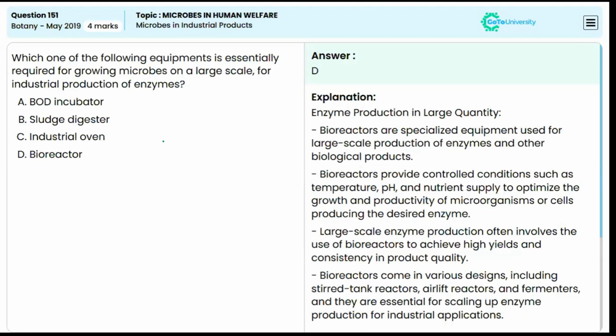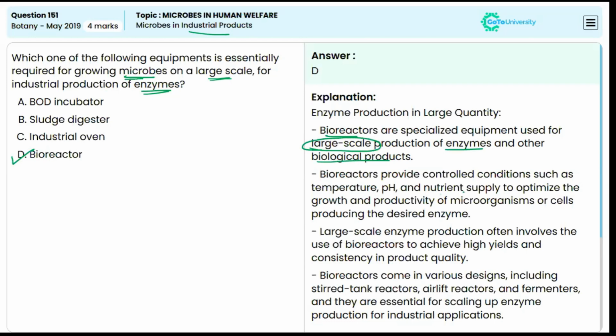Moving to the next question from May 2019. This is from the topic microbes and industrial products. Which one of the following equipment is essentially required for growing microbes on a large scale for industrial production of enzymes? The answer is option D, bioreactor. Enzyme production in larger quantity is carried out by bioreactors. They are specialized equipment which is used for large scale production of enzymes and other biological products.